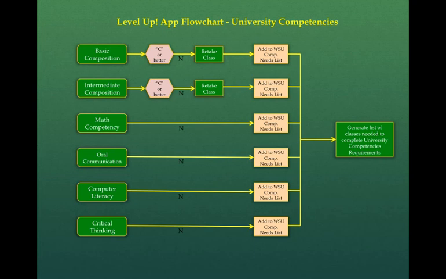This is a breakdown of the university or the Wayne State competencies. There are 6 different areas. The first 2 areas, basic composition and intermediate composition, require a C or better. If they've taken the class and haven't gotten a C or better, they need to retake the class. It is added to the needs list if they need to retake it. Any classes in the other competencies that they still need to take would be added to the needs list, and then that gets added to the larger needs list.